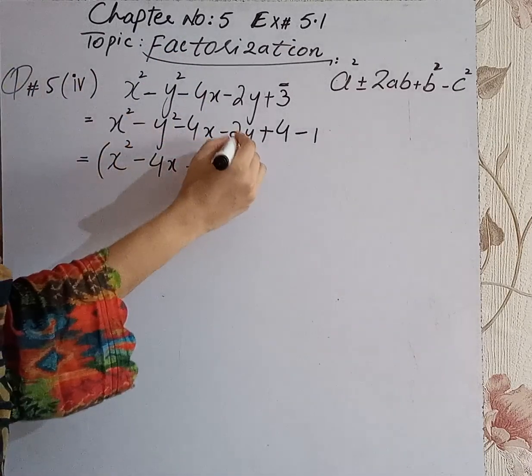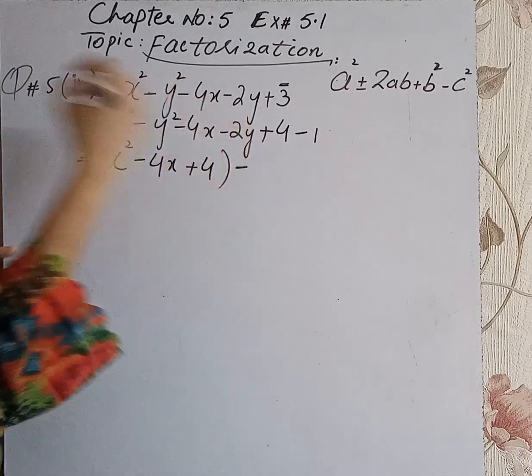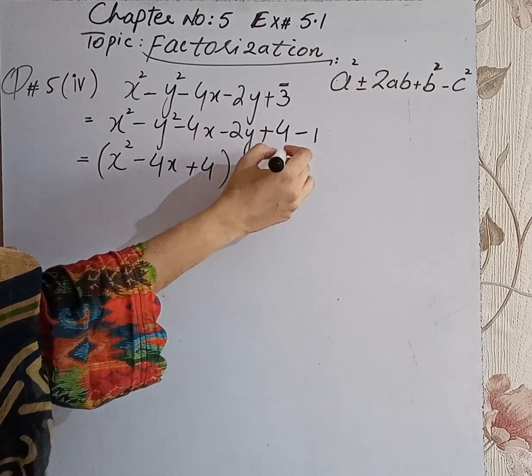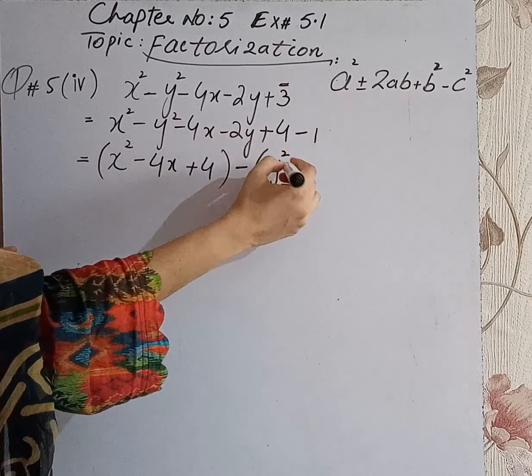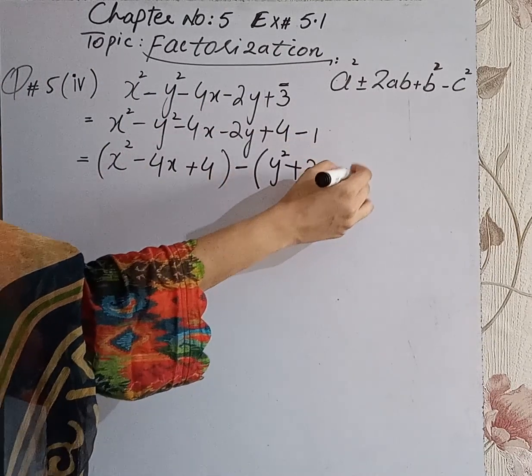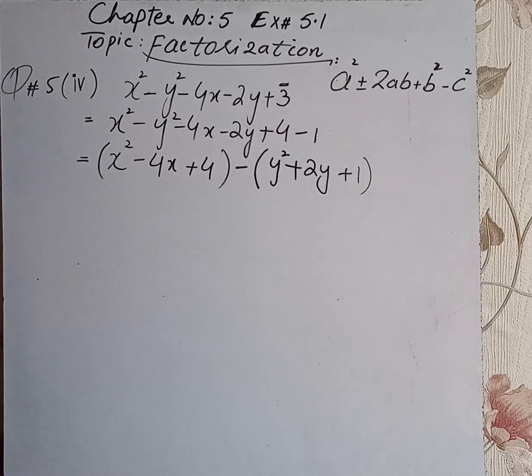Then there is minus y square, and we put a bracket ourselves. This is y square, minus 2y becomes plus 2y, and minus 1 becomes plus 1. Now these are the two different expressions in which we will use the same type of factorization. That is the third type of factorization we are going to use here.